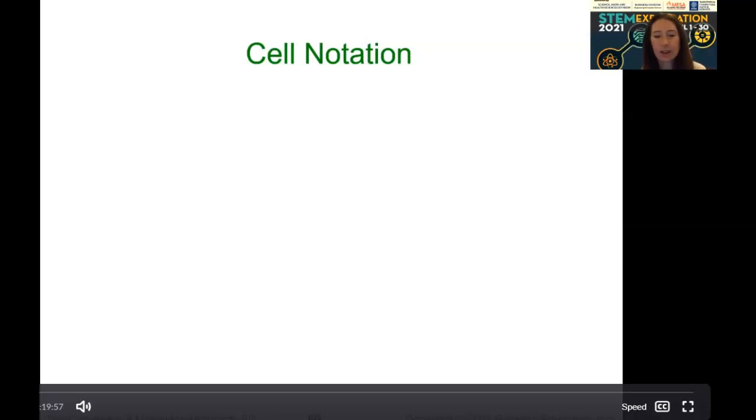This is probably my favorite part of all of Chem 229, because your brain really has to get used to it today. So hopefully your thinking caps are on and you're ready to think today. Okay, so we ended last week with the cell notation. Let's just review cell notation really quickly.